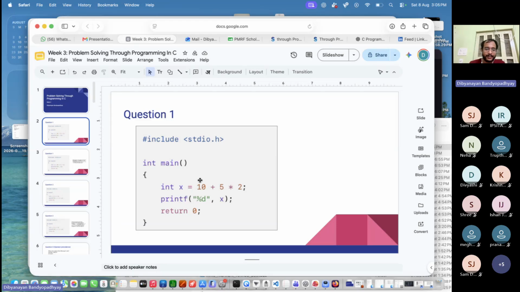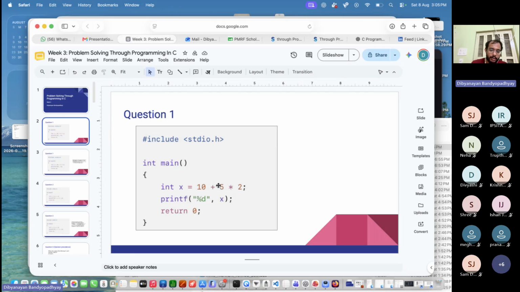You can just evaluate 10 plus 5 and then multiply it with 2. That will give you 30, right? So you evaluate 10 plus 5, and then multiply it with 2, that will give you 15 into 2 equal to 30. But here you have to see the precedence. As multiplication has higher precedence than the addition, 5 into 2 will be evaluated first. That will give you 10.